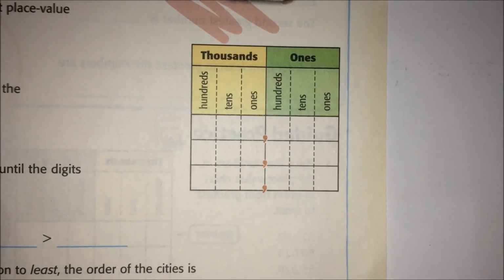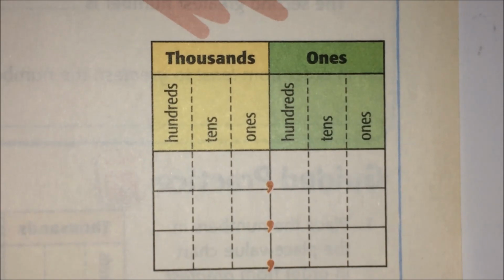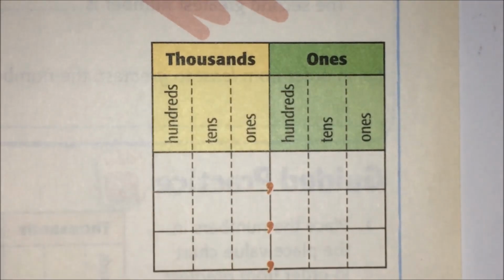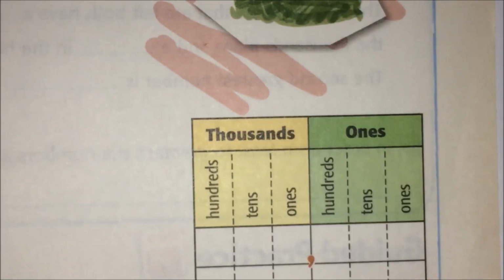So today is all about this little guy here, which is called a place value chart. Now this one only has the ones and the thousands period, but later ones you might see might have the millions period.